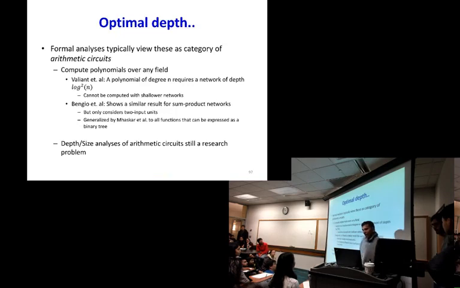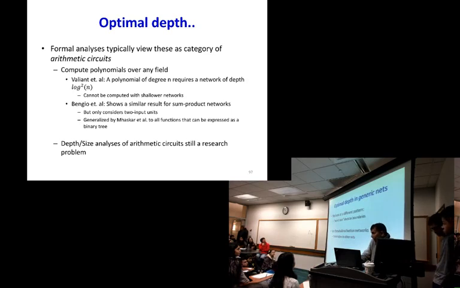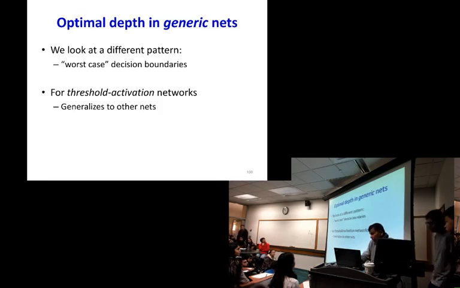So exactly how many layers do we need? Formal analyses typically treat these things as arithmetic circuits. They compute polynomials over many fields. Leslie Valiant had a theorem way back in the 80s or 90s about polynomials of degree n. This analysis is still kind of an open problem.